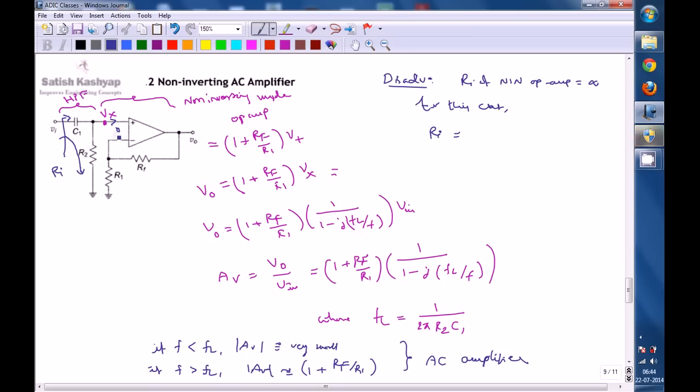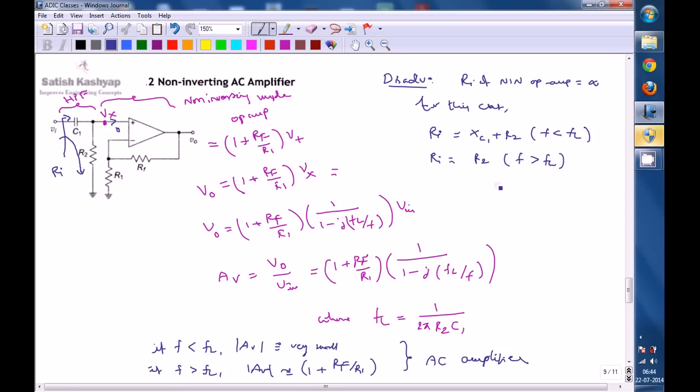When the frequency is large, the capacitor acts as a short circuit, so only R2 will be the input resistance. So Ri effective is going to be XC1 plus R2 when F is less than FL, and the effective input impedance is simply R2 whenever F is greater than FL, because for frequencies greater than the lower cutoff frequency, the capacitor acts as a short circuit.